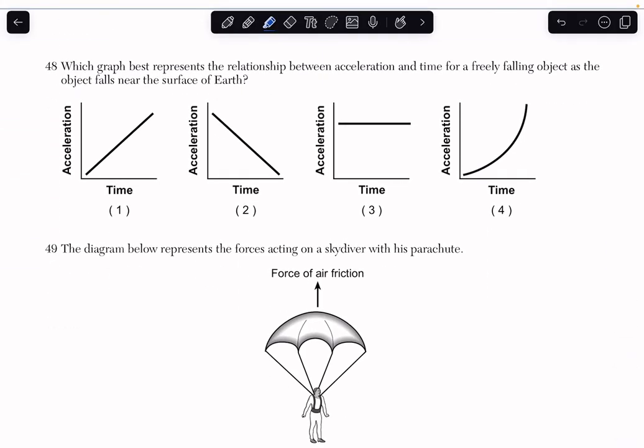48. Which graph best represents the relationship between acceleration and time for a freely falling object as the object falls near the surface of Earth? The acceleration of a freely falling object is always 9.81 meters per second squared. That is a constant. No matter the time, nothing changes. Acceleration is always 9.81 meters per second squared.